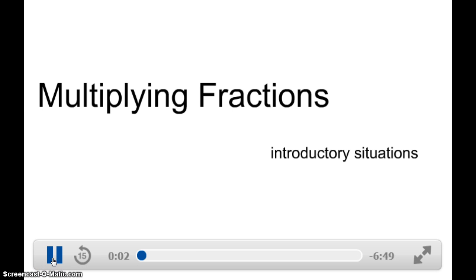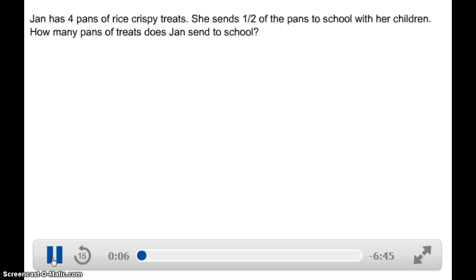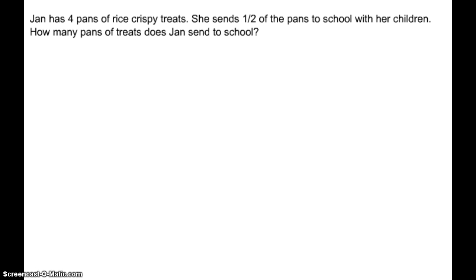Multiplying fractions. In this video, I'm going to give you just some introductory situations involving fractions. Pause the video and write this problem down. Jan has 4 pans of Rice Krispie treats. She sends half of the pans to school with her children. How many pans of treats does Jan send to school?